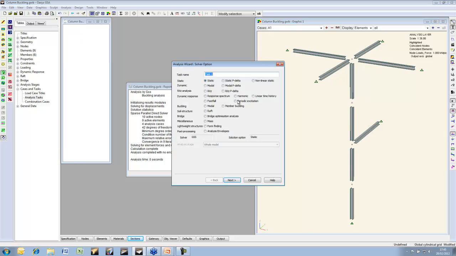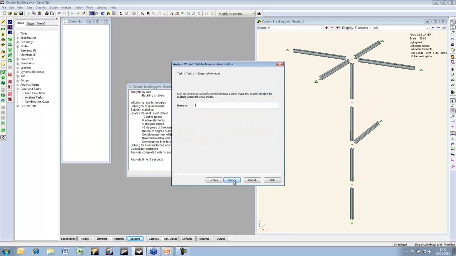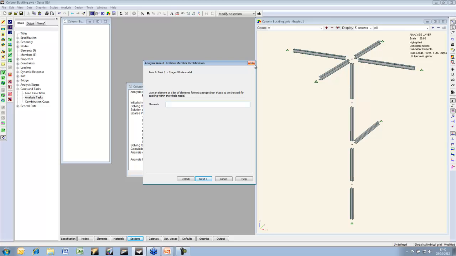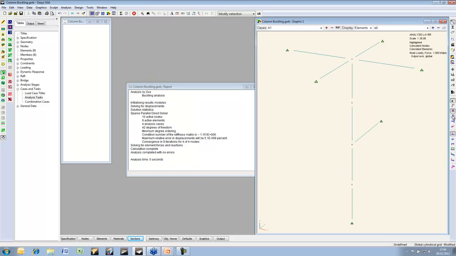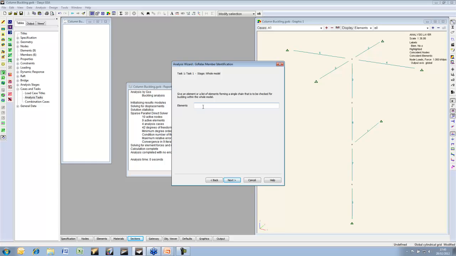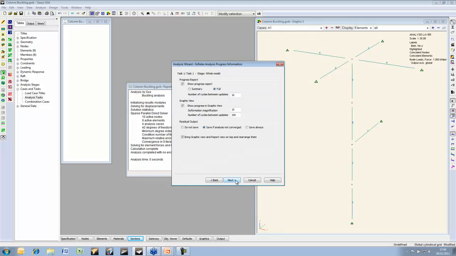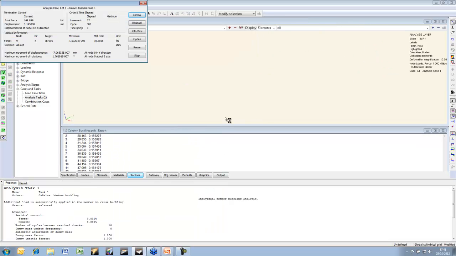Now do a new analysis, which is not a modal but a member buckling, and the elements I'm interested in, let me call up members 6, 7, 8 and 9. Member buckling 6, 7, 8 and 9. These are the ones I'm interested in buckling. I'm going to create a default load case, which is my unit load at the top, and well, I could take the magnify. Let's analyse that.